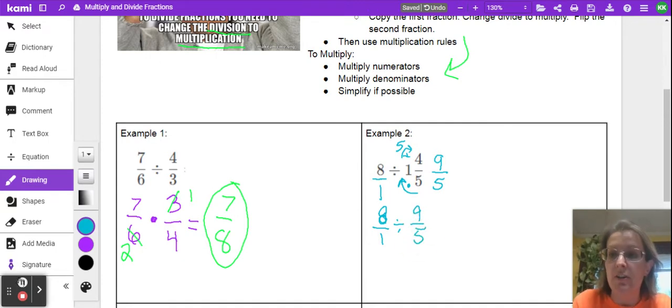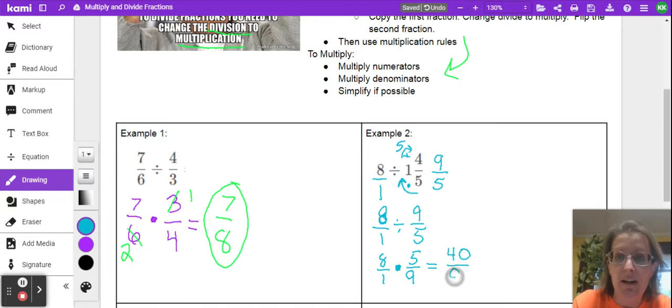Now we're ready to change our division into multiplication. So 8/1, copy the first number, change division to multiply, and then 9/5, we will flip it, find the reciprocal, which is 5/9. Now I cannot cross simplify this because there are no common factors of 5 and 1 or 8 and 9 except for 1, and that doesn't do us any good. So I multiply across. 8 times 5 is 40.